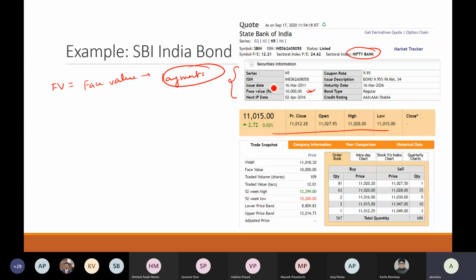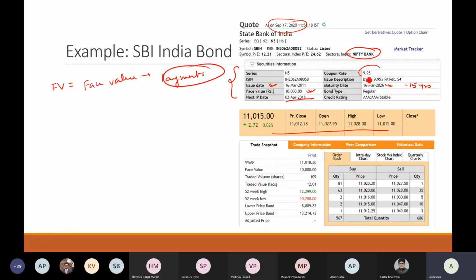So issued on 16th March 2011, up to 16th March 2016, it means the maturity is 15 years. And next, your IP date is this. So basically, here we are looking at the date when we took this snapshot. With that, all this information is provided.